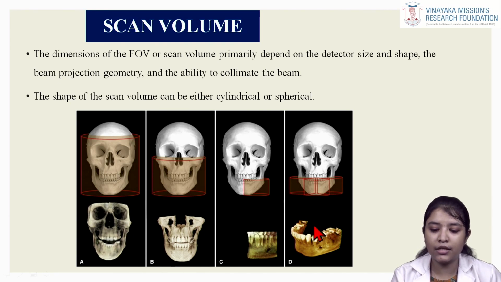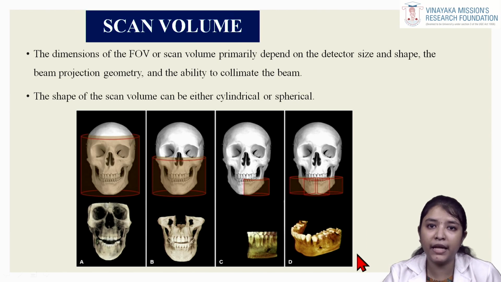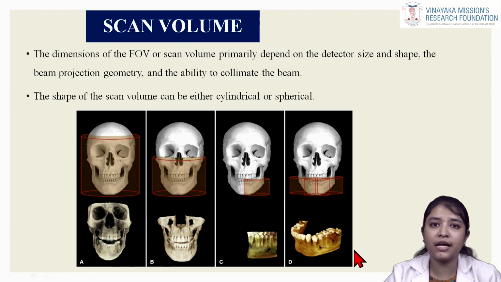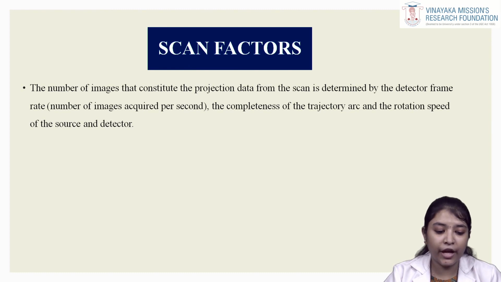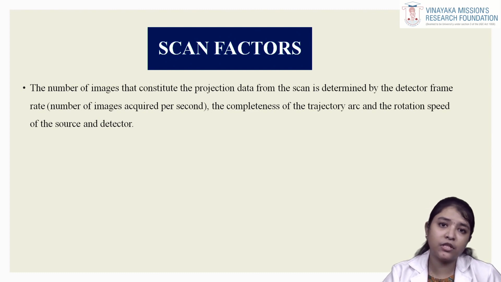The last one is stitching or blending FOV, where we can stitch or blend multiple slices of focused or restricted FOV to form a large area of image. Scan factor: the series of images constituted by the projection data is detected by the frame rate to produce a trajectory arch, that is the rotation around the patient, from 180 to 360 degrees.